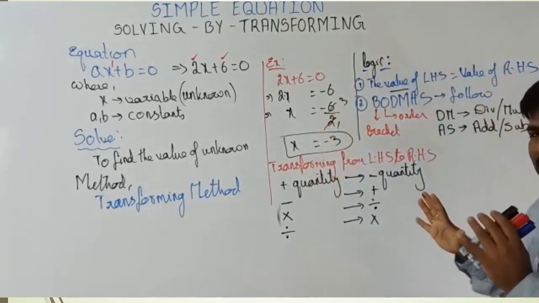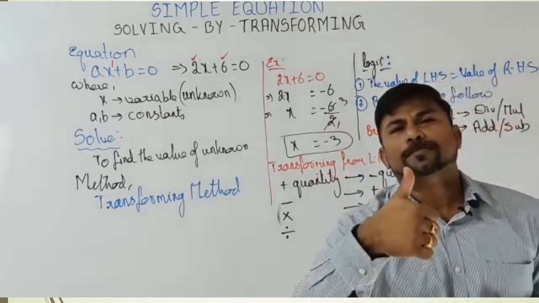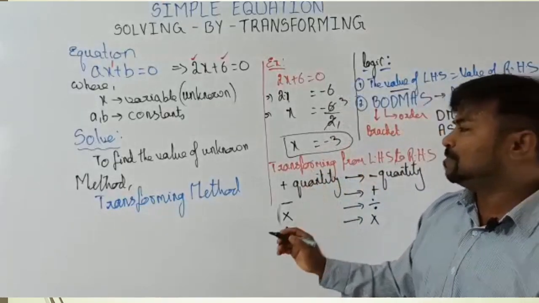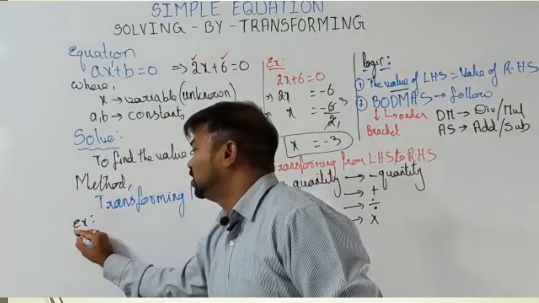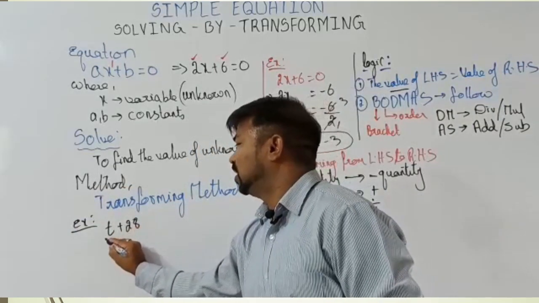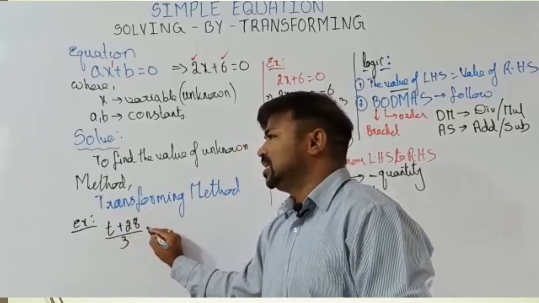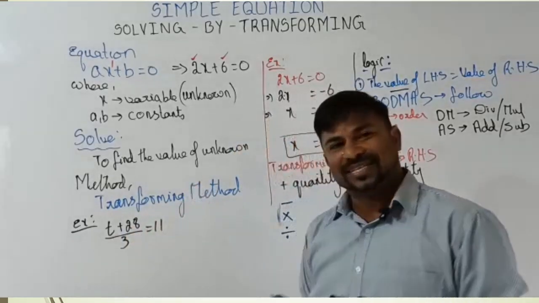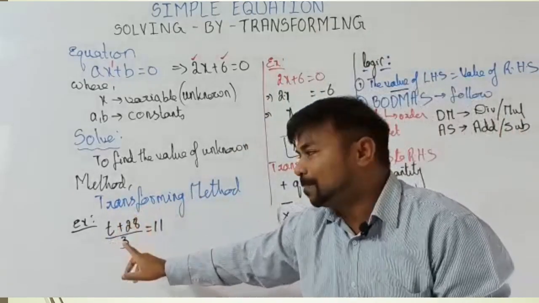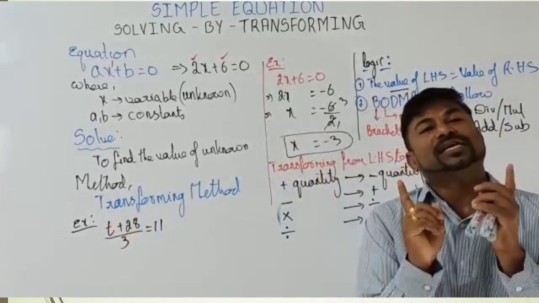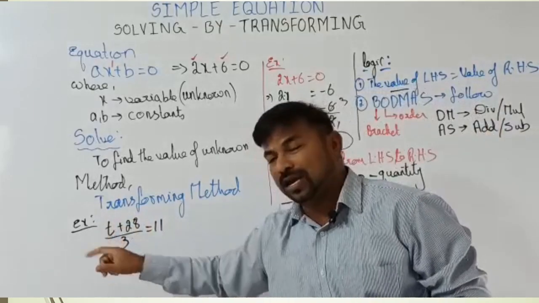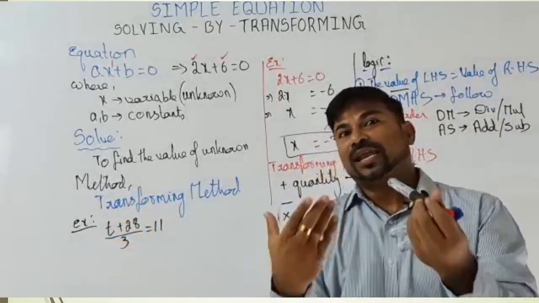To make you understand the concept clearly, let me go with a bigger example which involves both multiplication and division. My example is (t + 28) divided by 3 equals 11. This is the example I have chosen to explain the entire concept. Here the power of the variable is only 1, which means it's a linear equation. We have to find the value of the variable, which is t. Let us simplify that.